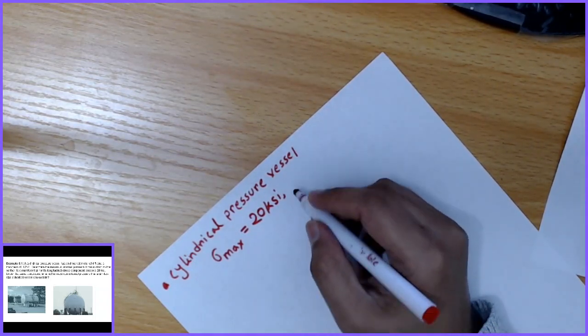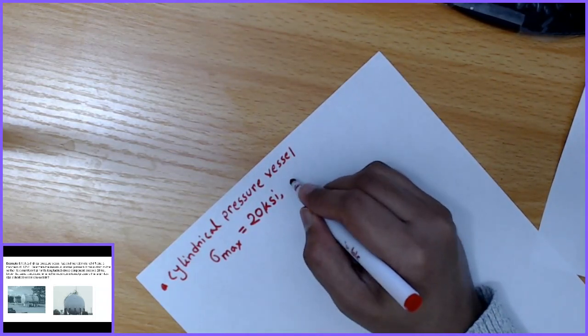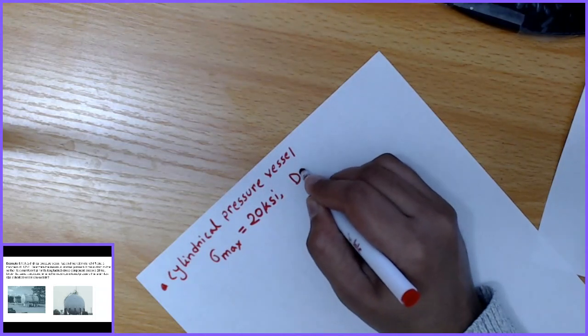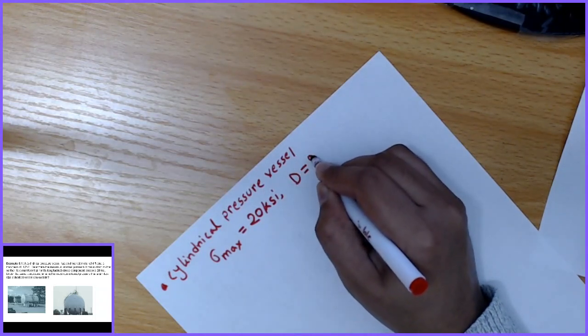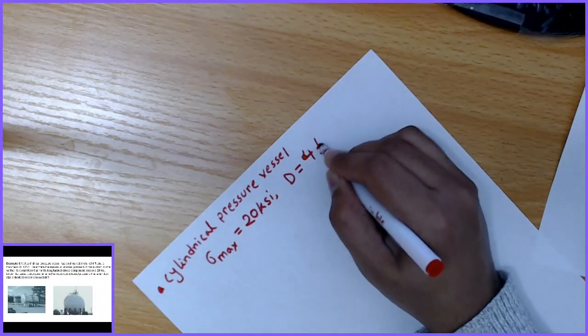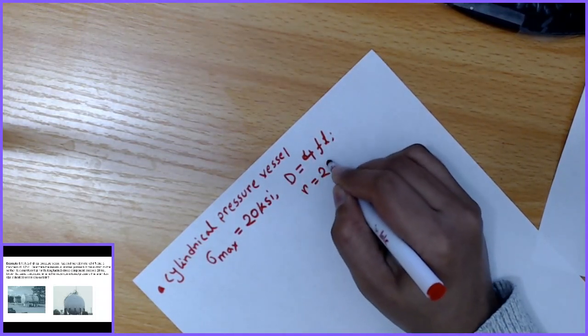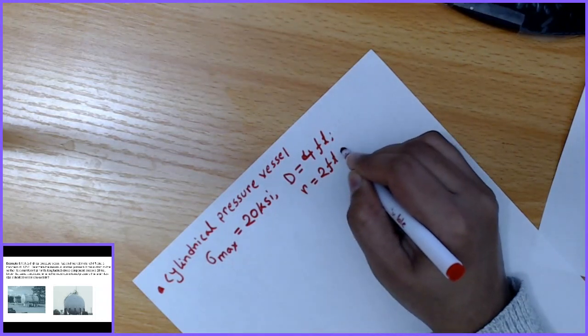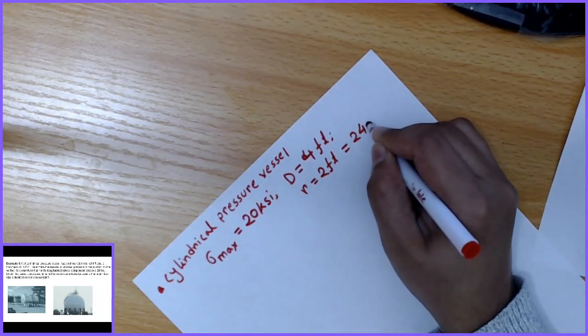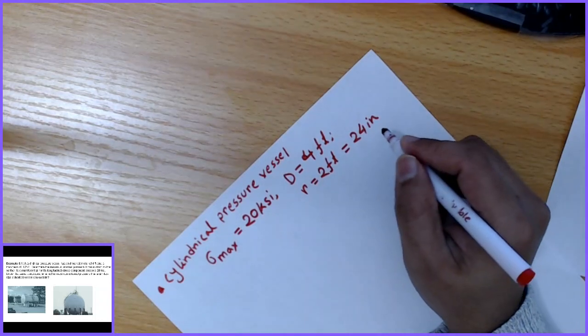And the diameter of the cylinder is given, internal diameter D is 4 feet. So that means radius is 2 feet, which is 24 inch. Okay.